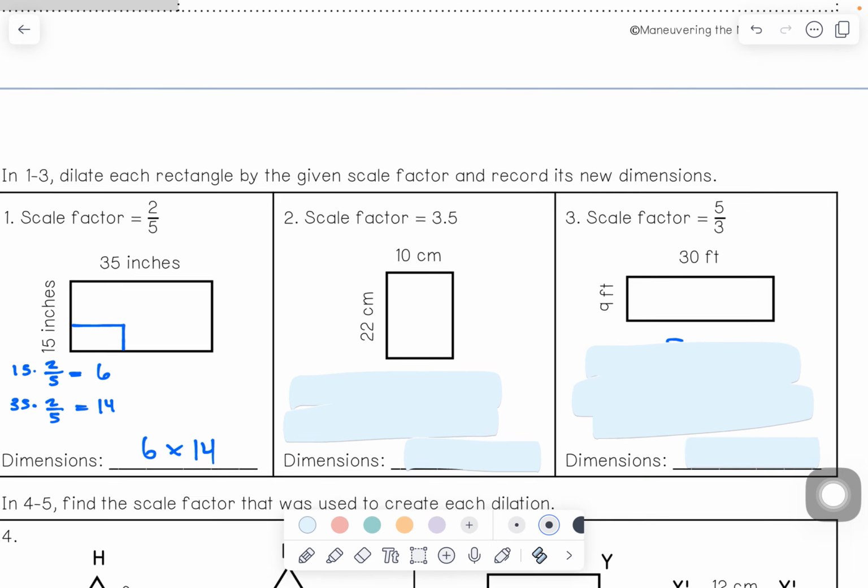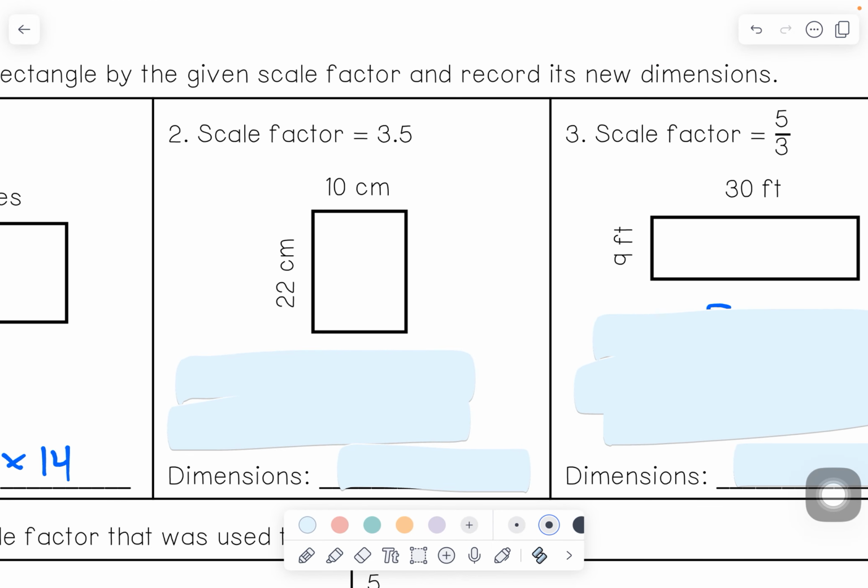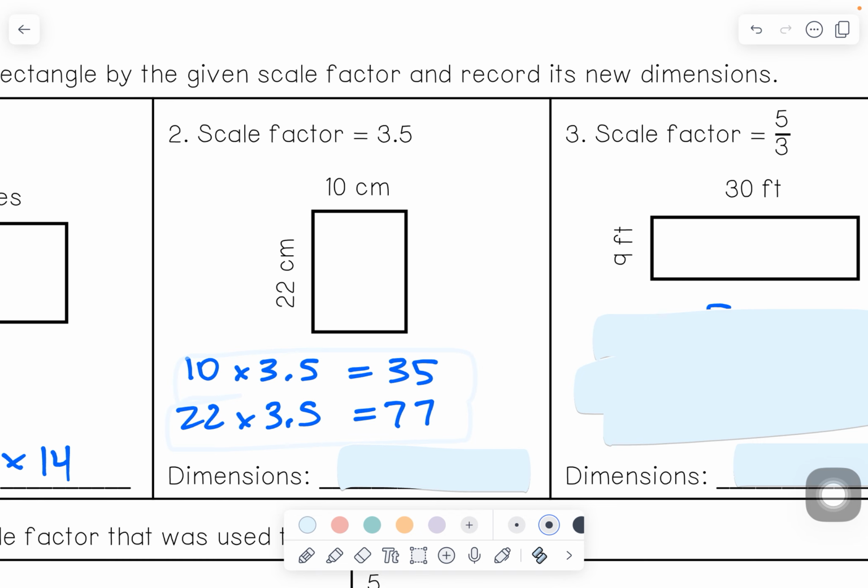All right, so here we go. The second one here, scale factor 3.5. That should make the shape larger, right? 3.5 is a number bigger than 1. So I'm going to multiply my two dimensions by 3.5. 10 times 3.5 is 35. 22 times 3.5 is 77. I end up with the new dimensions of 35 by 77.